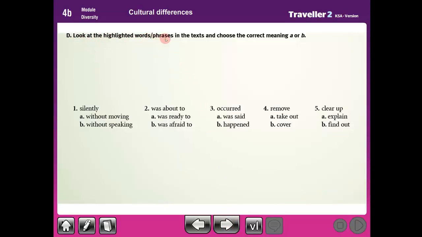D. Look at the highlighted words or phrases in the text and choose the correct meaning A or B. Number 1. Silently, as we said, means A. Without moving. B. Without speaking. Yes, the right answer is without speaking. Number 2. Was about to means was ready, was afraid. Well done, was ready. Number 3. Occurred means was, said, happened. Yes, well done, happened. Remove, take out, cover. Well done, take out. Clear up means explain or find out. Well done, explain. Okay.